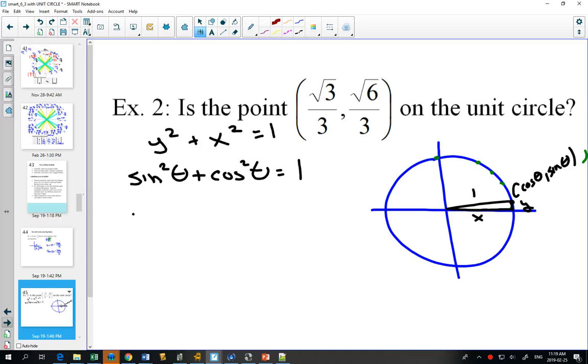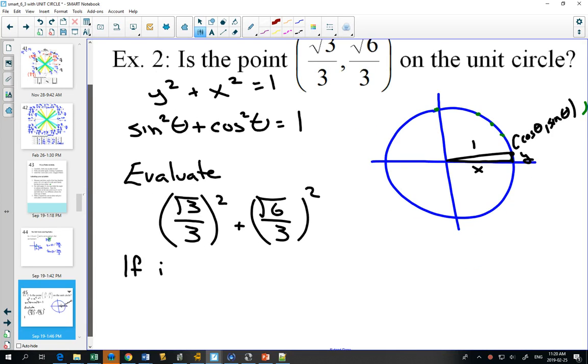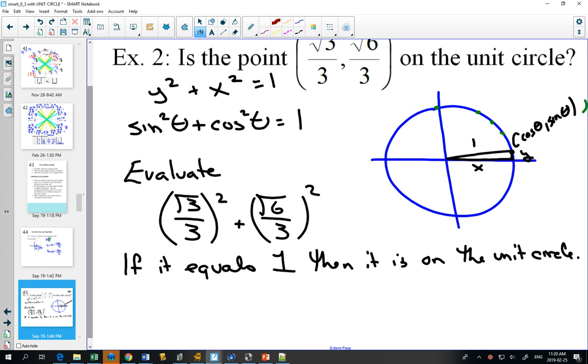Is this true? So we can evaluate root 3/3 squared using the big idea. And if it's equal to 1, then it's on the unit circle. If it's not equal to 1, then you would say it's not on the unit circle. So we're using our big idea here and applying it to this question.